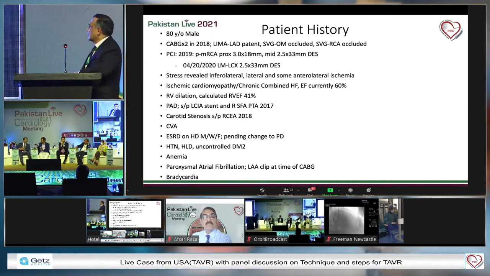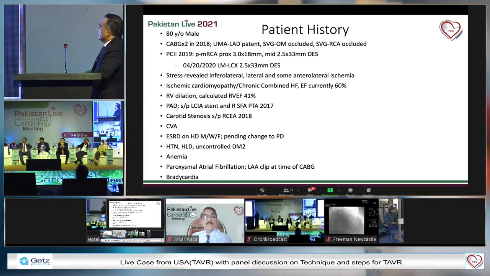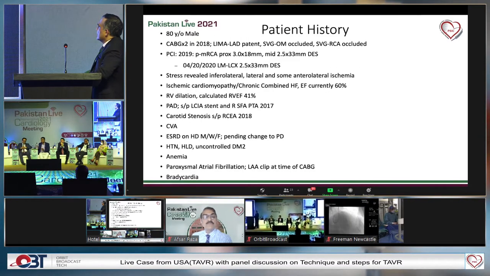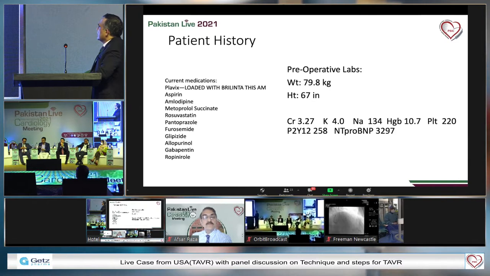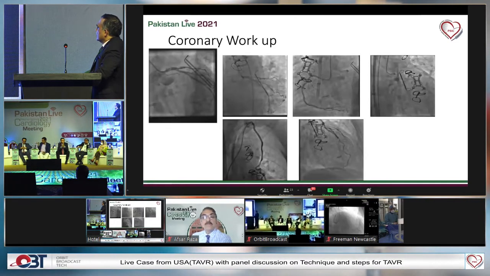Carotid stenosis is really bad, and he has peripheral arterial disease. He is end-stage renal disease on dialysis. Anemia, AFib, and during his CABG he had a left atrial appendage clip. Bad creatinine, and obviously, these are images.